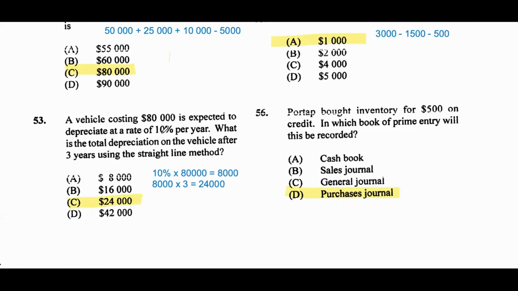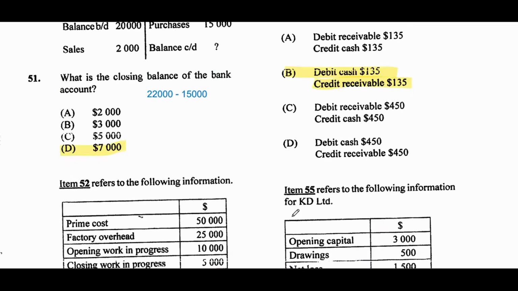Question 53. A vehicle costing $80,000 is expected to depreciate at a rate of 10% per year. What is the total depreciation on the vehicle after 3 years using the straight line method? Straight line method means a constant sum being depreciated every year. Constant sum in this case should be $80,000 by 10%, which is $8,000. 8,000 by 3 years should give us 24,000. C.